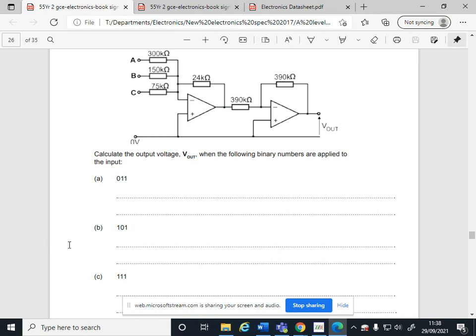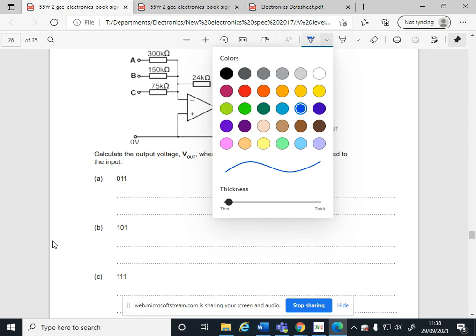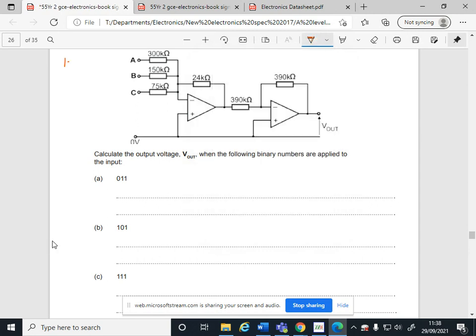If the question doesn't tell you, you're assuming that logic 1 is 5 volts. So let's just write that down there. I'll get my pen and make sure the colour's okay for everybody. Let's go for the orange today, why not? So logic 1 equals 5 volts.